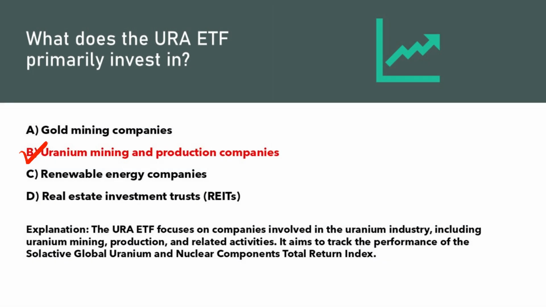Answer: B. Uranium mining and production companies. Explanation: the URA ETF focuses on companies involved in the uranium industry, including uranium mining, production, and related activities. It aims to track the performance of the Solactive Global Uranium Nuclear Components Total Return Index.